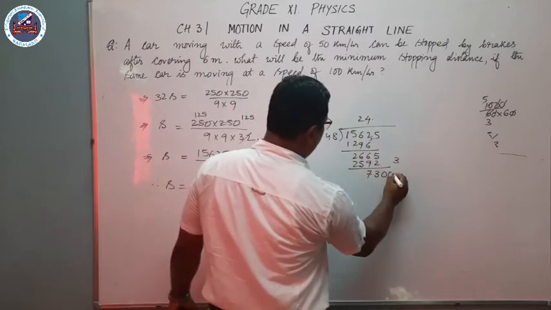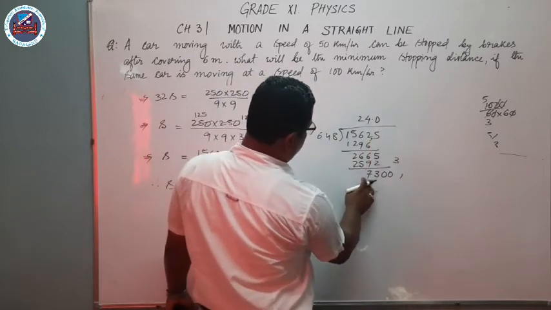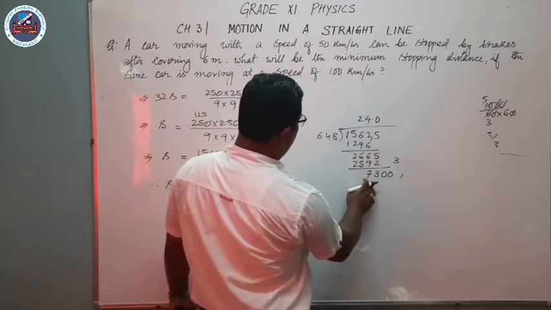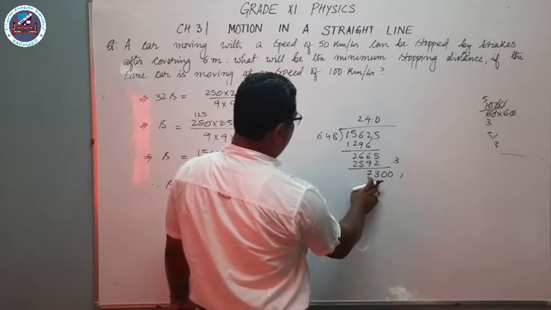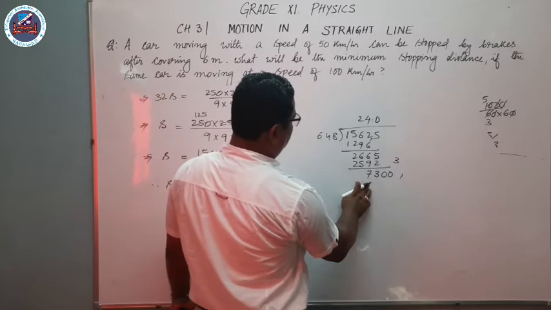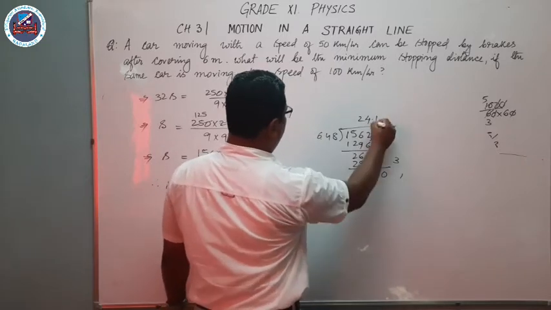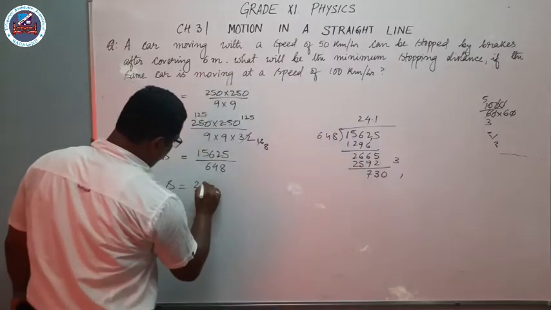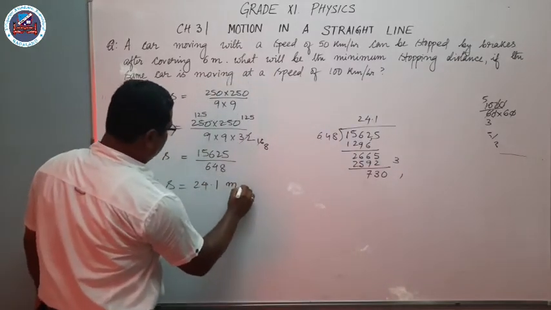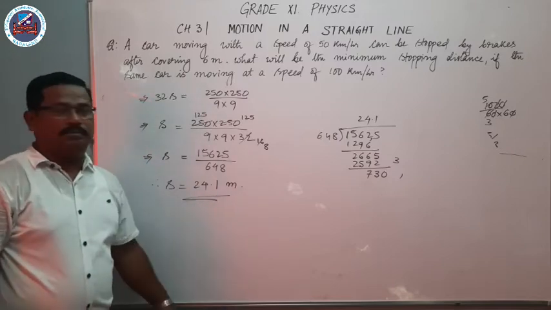Cannot divide, so 0, here also one more 0 will come. 6 8s are 48, 6 9s are 54. No, we can divide it. This term we can divide it, one time will come around 24.1 meters, or you can write approximately 24 meters.